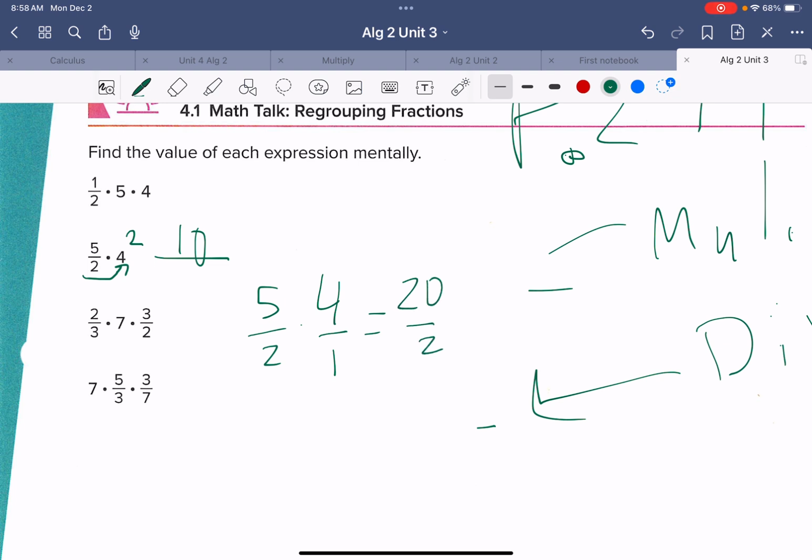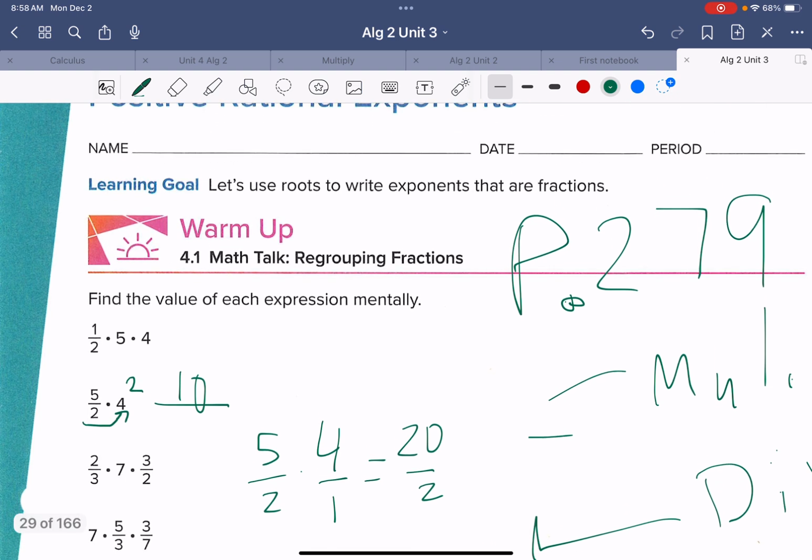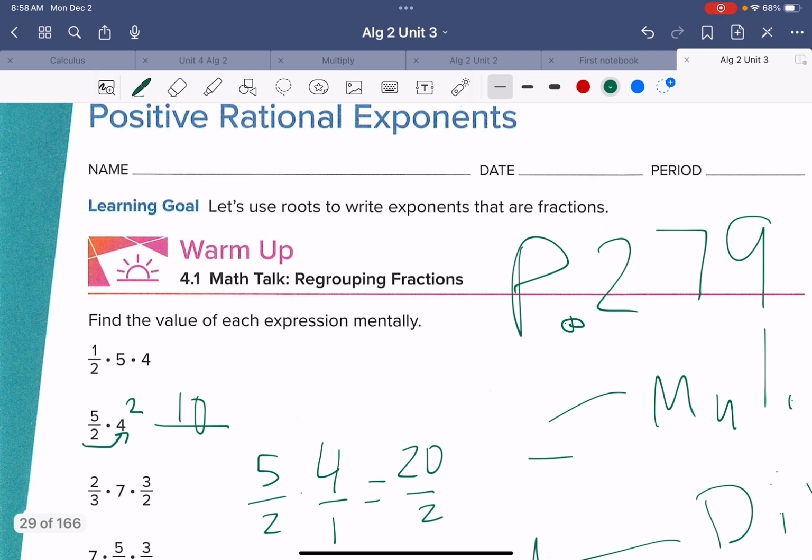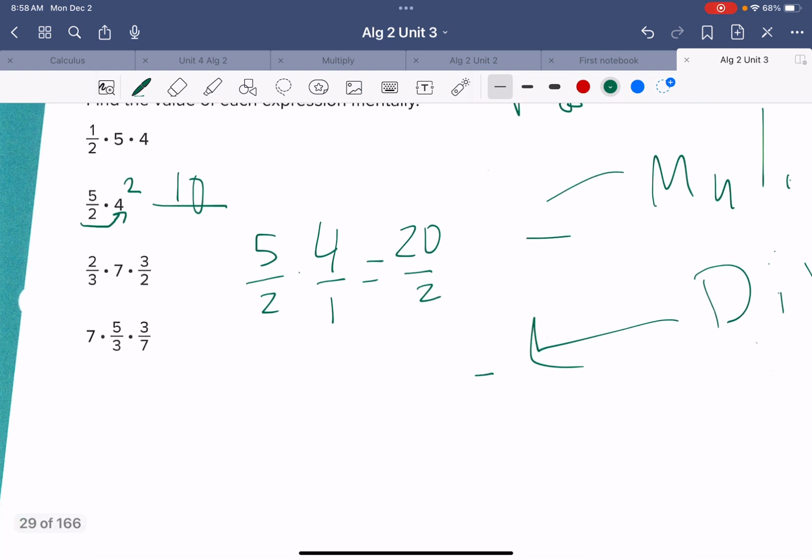It's because we have to understand in this section what these fractional exponents are telling us, right? The bottom of the fraction tells us something, and the top of the fraction tells us something. So the name of this section is let's use roots to write exponents that are fractions. Positive rational exponents is the lesson here. So 20 over 2, of course, is the same thing, back to 10.